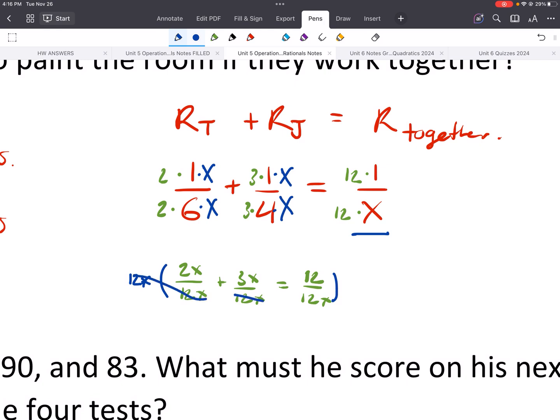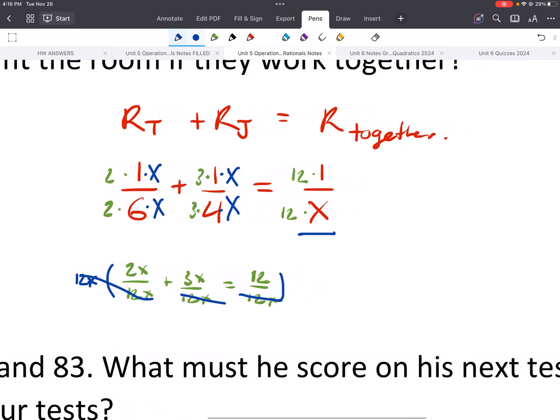And these would all cancel. And then we just have this smaller equation that we could solve for. So 2x plus 3x is equal to 12. Combine like terms. And then divide. So we'd get x equals 12/5.